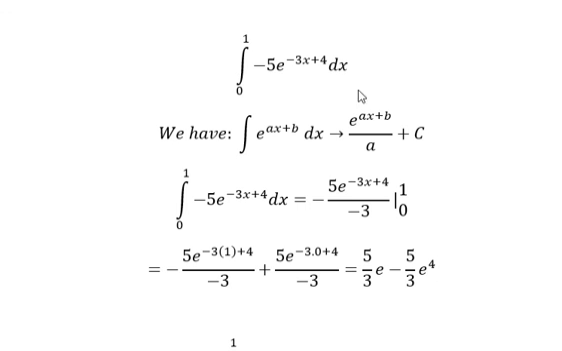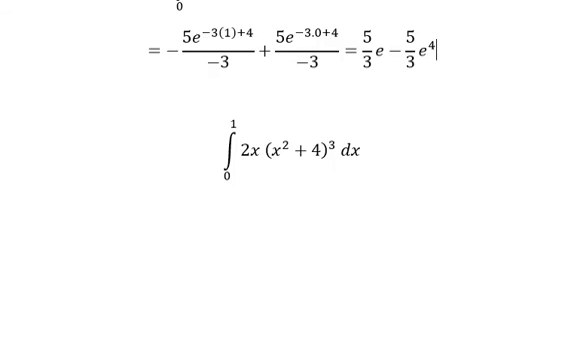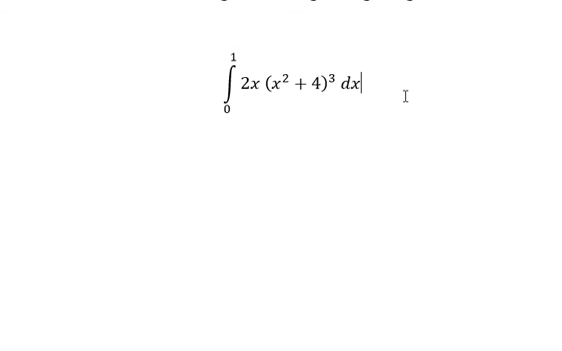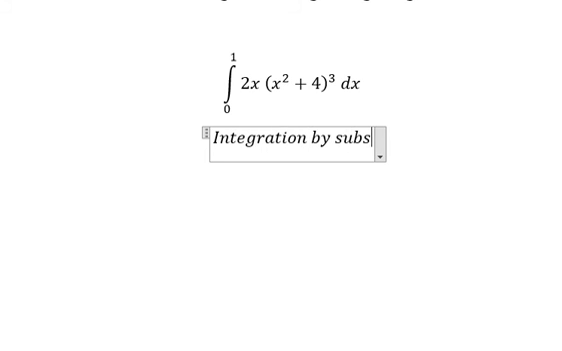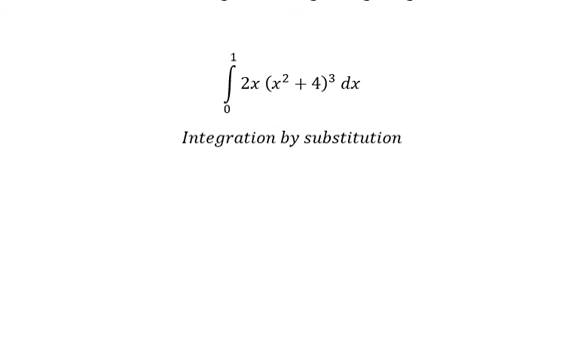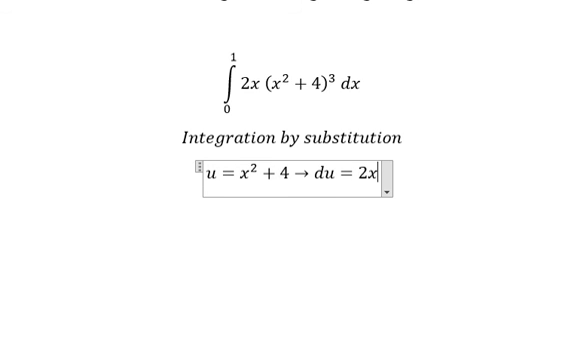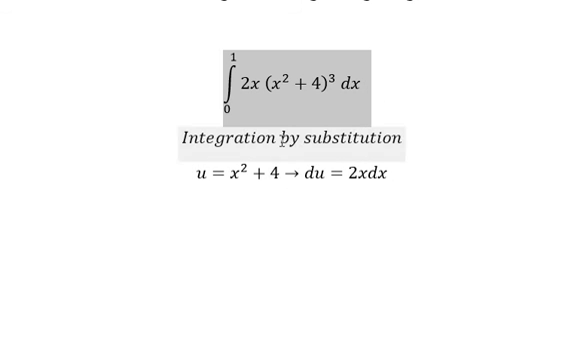Now let's go to the last one. We need to use integration by substitution. So we put u equals to this one. So we do first the derivative for both sides. We have 2x dx. Next, we need to change the bounds in here.